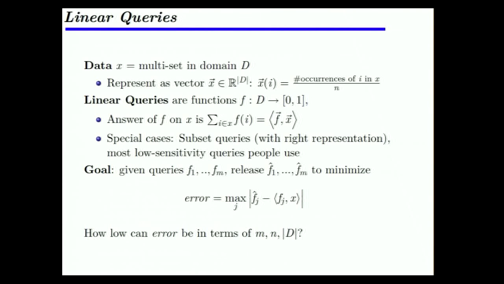And our goal is that given a bunch of queries, F1 through Fm, we'd like to release approximations F1 hat through Fm hat. And what we're aiming to minimize is the maximum possible error we would have made. So, the worst difference between the true value and the approximated value. And the question is, how low can I get this error to be?